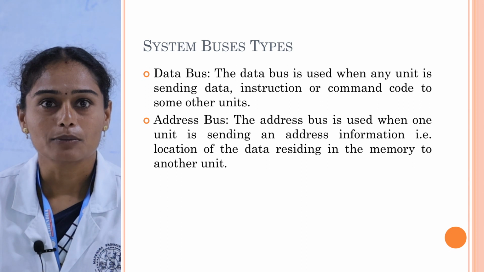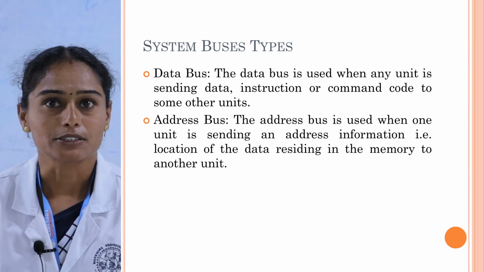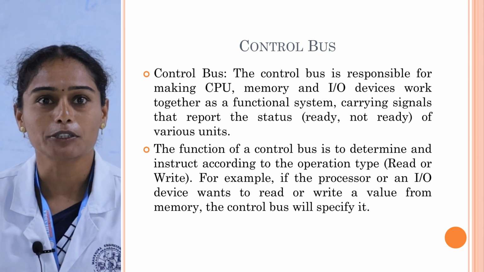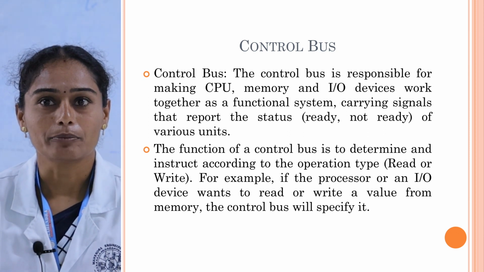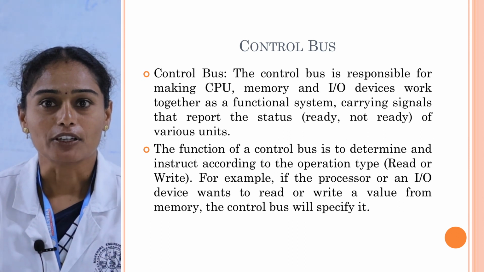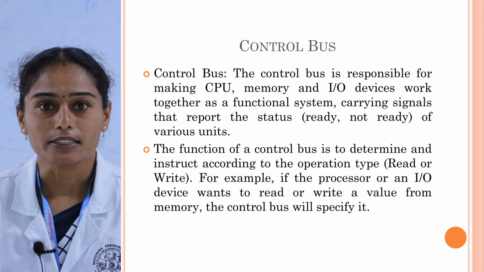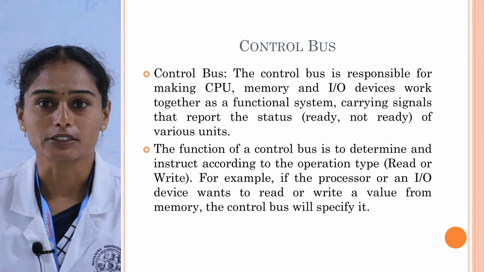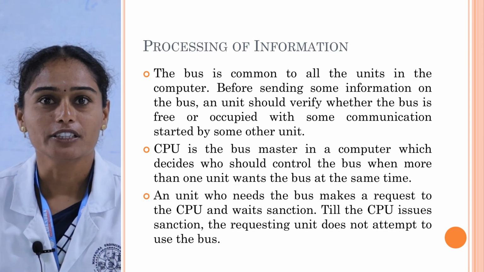The address bus, data bus and control bus are collectively known as the system bus. Next, we are going to talk about the control bus. The control bus is responsible for making the CPU, memory and input-output devices work together as a functional system, carrying the signals which report the status of the various units of the computer. Next, the function of the control bus is to determine and instruct according to the operation type, for example read or write operations.